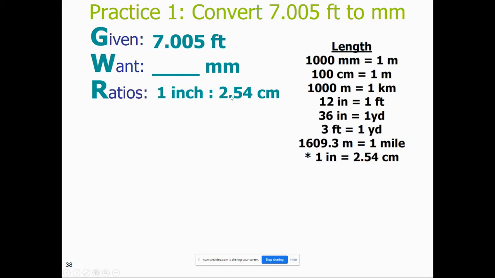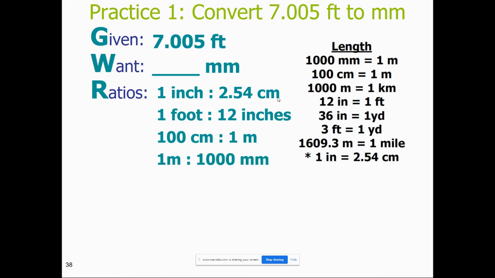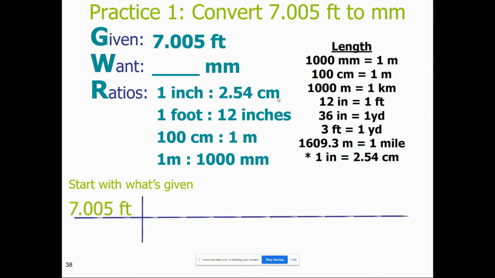We can say 1 inch is 2.54 centimeters. That'll get us to at least the metric system, and we know how to go from centimeters to millimeters. We know that 1 foot is equal to 12 inches. That'll get rid of our inches. Oh, that's feet there, so we're good there. We just need to find that relationship between centimeters and millimeters. We know that 100 centimeters is 1 meter, and we know that 1 meter is 1,000 millimeters. Those are all the conversions we're going to use. Start with what's given, 7.005 feet. You want to get rid of feet, so which one are we going to use?